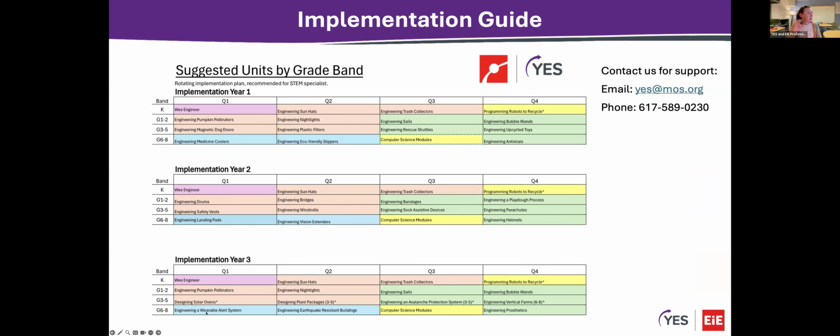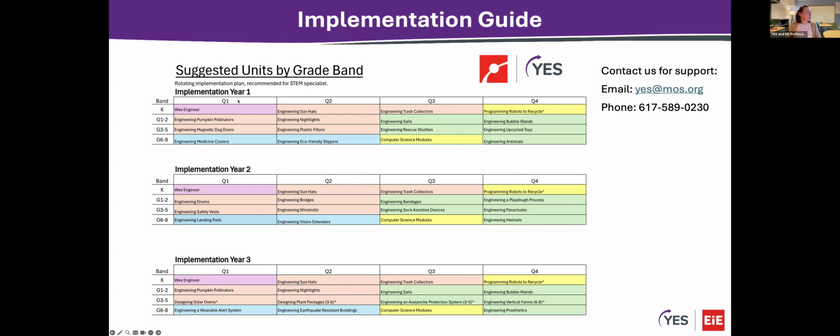And so we've thought about implementing units more in a grade band setting so that you could group grades together. We typically like to keep kindergarten by themselves because we have designed the curriculum specifically for kindergarten, and we know that some of their fine motor skills aren't what they are at other grades. But for example, this is a plan we created for a STEM specialist.